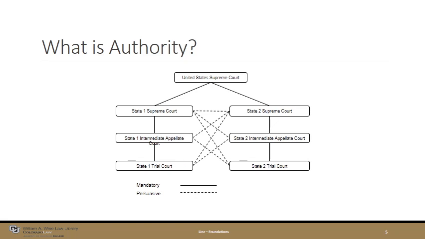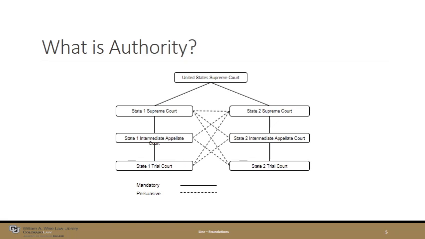As also in state 2, the cases issued by the Supreme Court in state 2 are binding on the intermediate appellate court and state trial court in state 2. But state 2's cases are not binding on state 1, and state 1's cases are not binding on state 2. It's merely persuasive authority. So there we have primary authority, a case, which is persuasive authority in a state that didn't actually issue that case opinion.